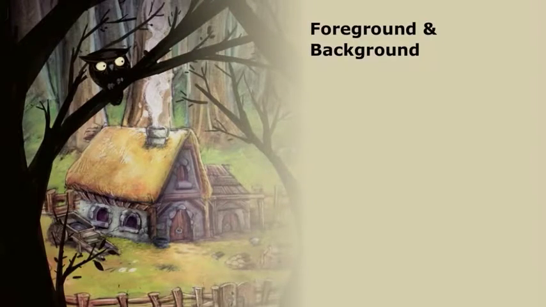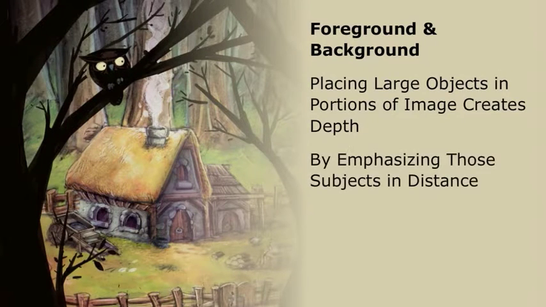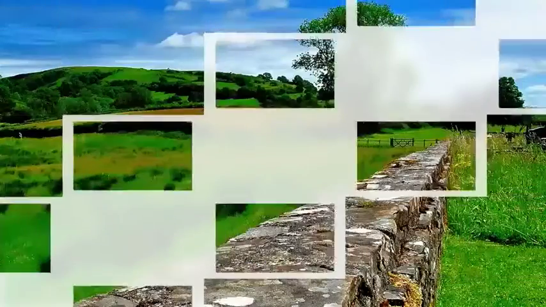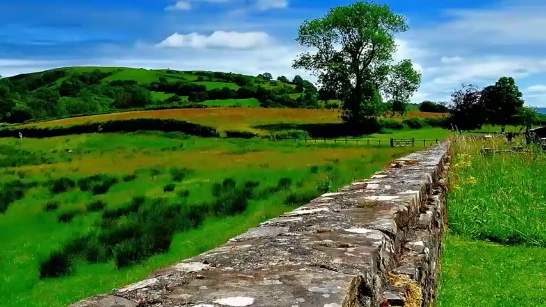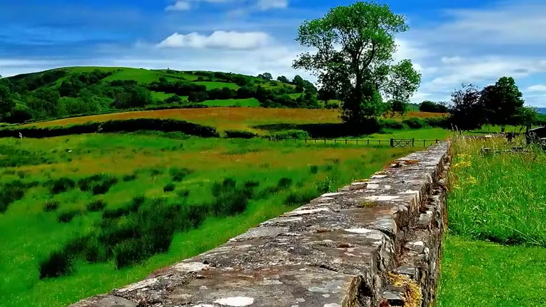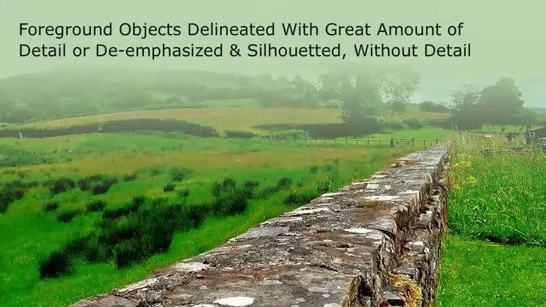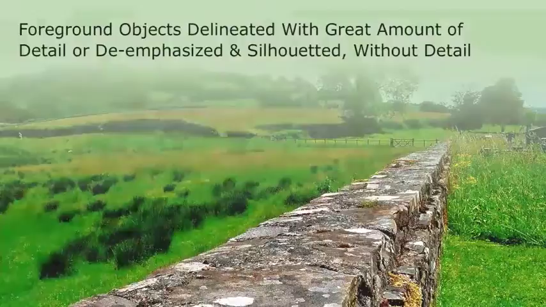Foreground and background. Placing large objects in portions of an image creates depth by emphasizing those subjects in the distance. Imagine peering over this stone wall and sketching the distant tree. By placing the wall in your drawing, you acknowledge the existence of a foreground object, establishing an illusion of space between you and the tree. Foreground objects can either be delineated with a great amount of detail or de-emphasized and silhouetted without detail.